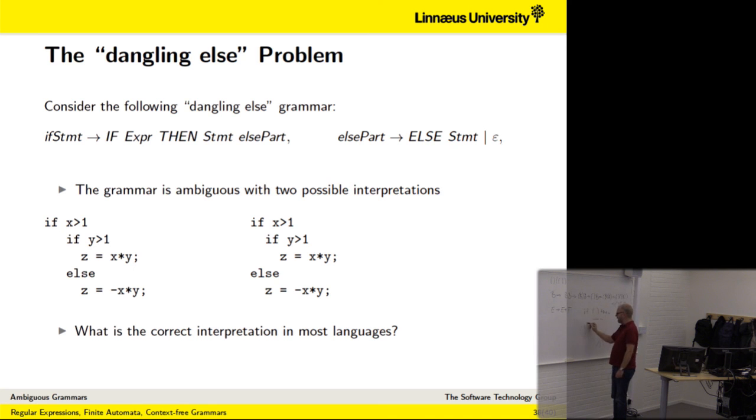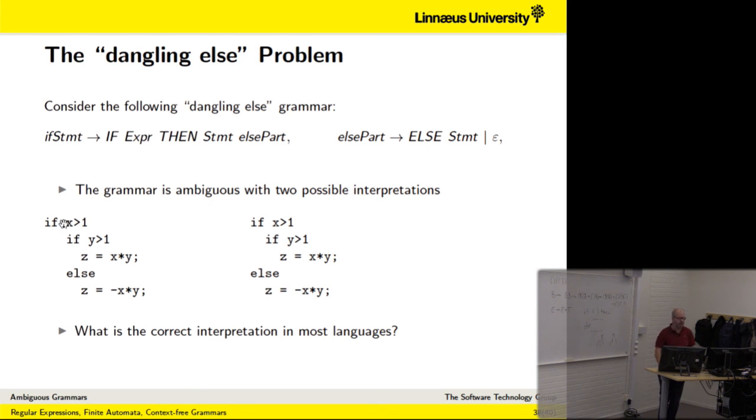Or we can also add this option. This one is optional. Do you see that in these grammar rules here? An if statement looks like this followed by an else part, but the else part might just be the empty string, or it's just this. This grammar actually allows us two interpretations.